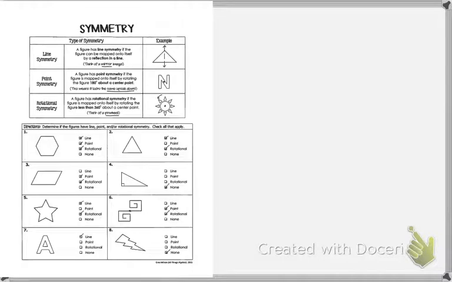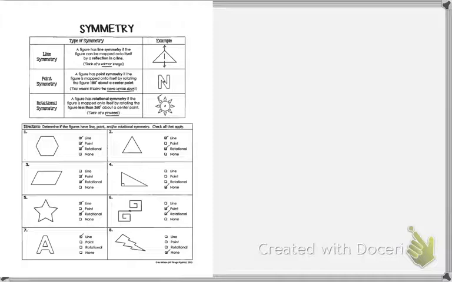Alright, last lesson, and should be the easiest one. We're looking at lines of symmetry. How do we cut these so that they look the same on both sides? There's lines of symmetry, there's points of symmetry, and there is rotational symmetry.